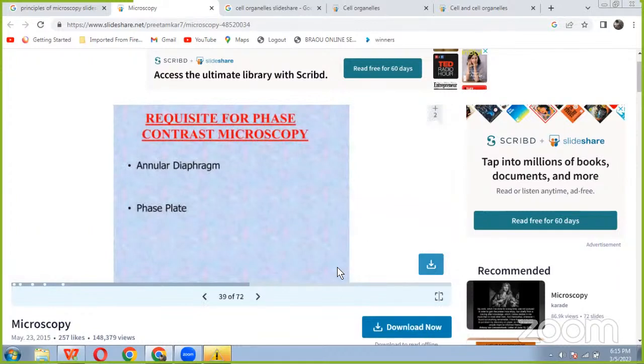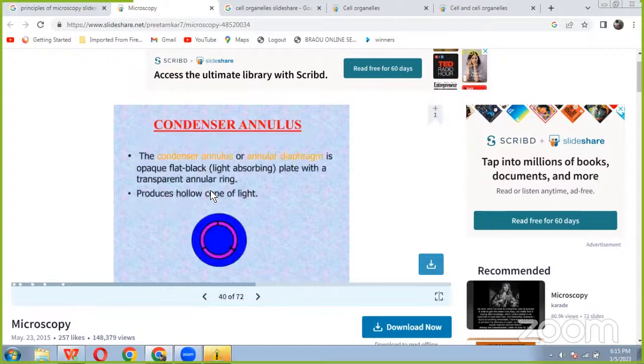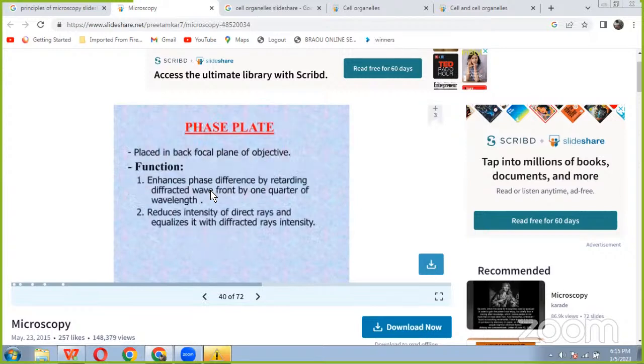The requirements for the phase contrast microscope are the annular diaphragm, the condenser annulus, and the phase plate. What are the functions of the phase plate? It enhances the phase difference by retarding the diffracted rays by one quarter of the wavelength.